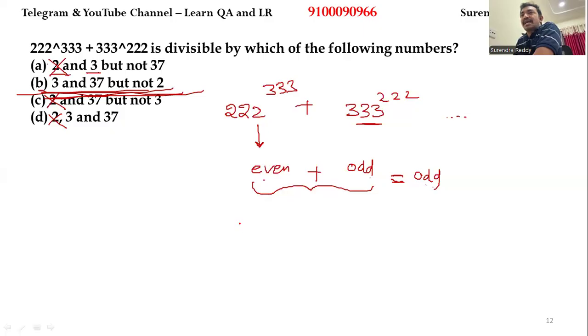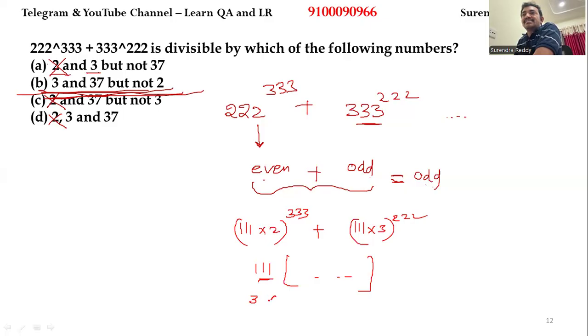Can we write 222 power 333 as 111 into 2 power 333? You can write 333 power 222 as 111 into 3 power 222. Both the expressions have 111 common and something can be written. 111 can be written as 3 into 37 into something. So we already know that it is not divisible by 2 and it has to be divisible by 3 and 37 because the number itself is a multiple of 3 and 37. That's how we can do it.